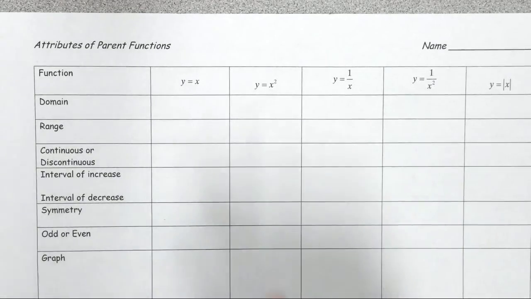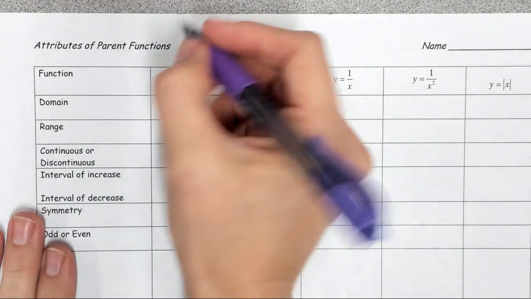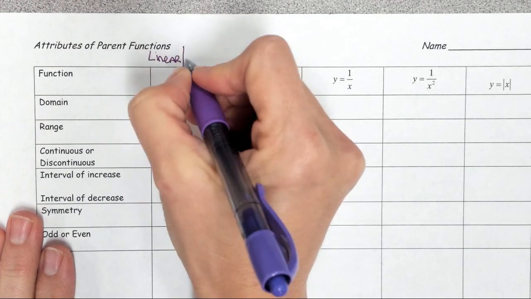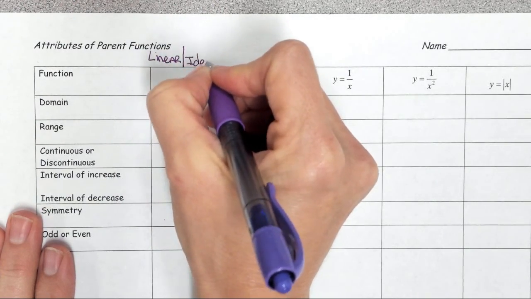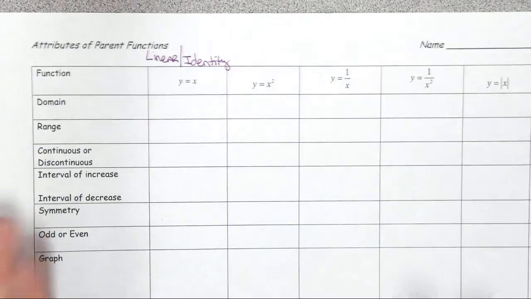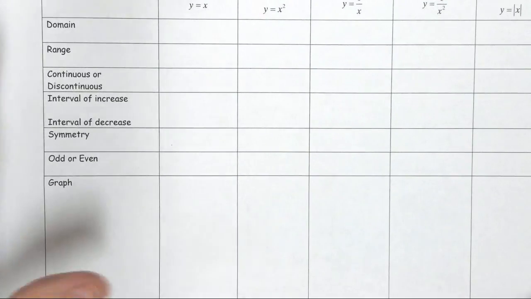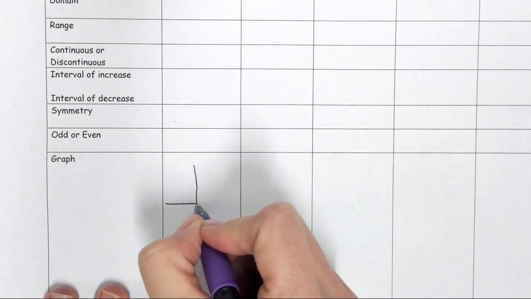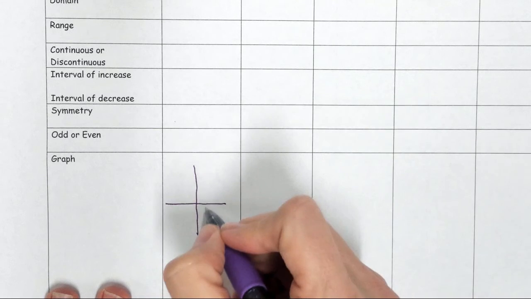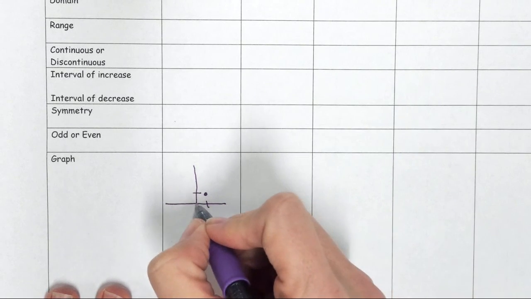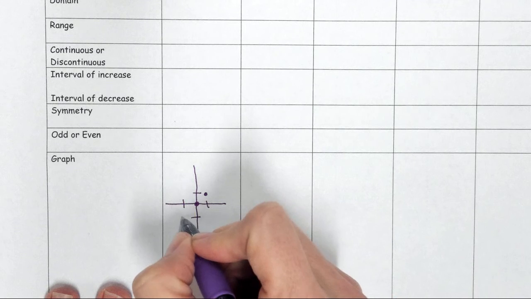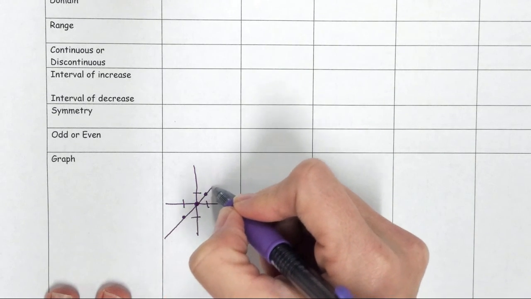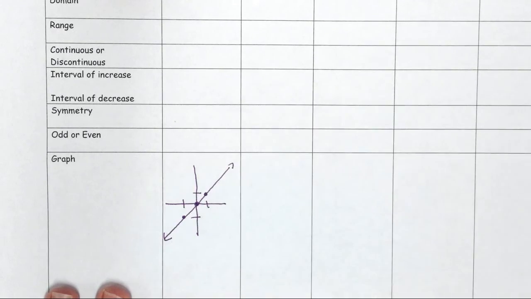So my first function right here is called a linear function, but it's also known as the identity function. The reason we call it the identity function is because every x equals every y. Which means we have a point at (1, 1), a point at (0, 0), and a point at (-1, -1). And because it's linear, it makes a straight line that goes through all 3 points.